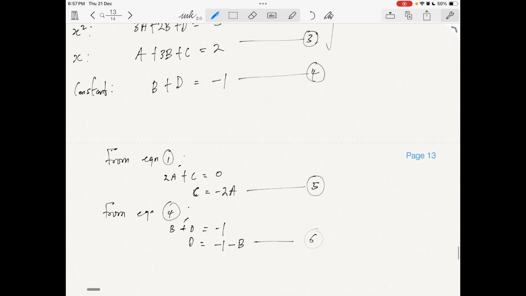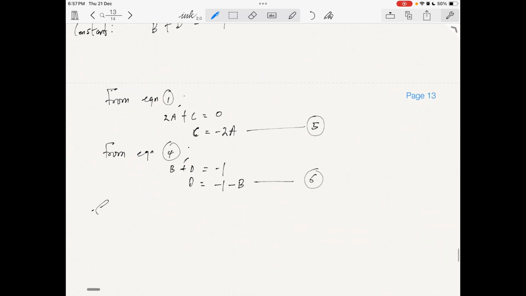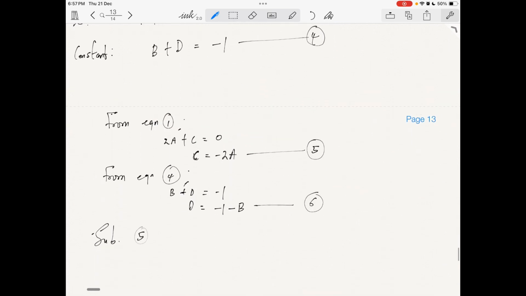Okay, so let's substitute equation 6 into equation.